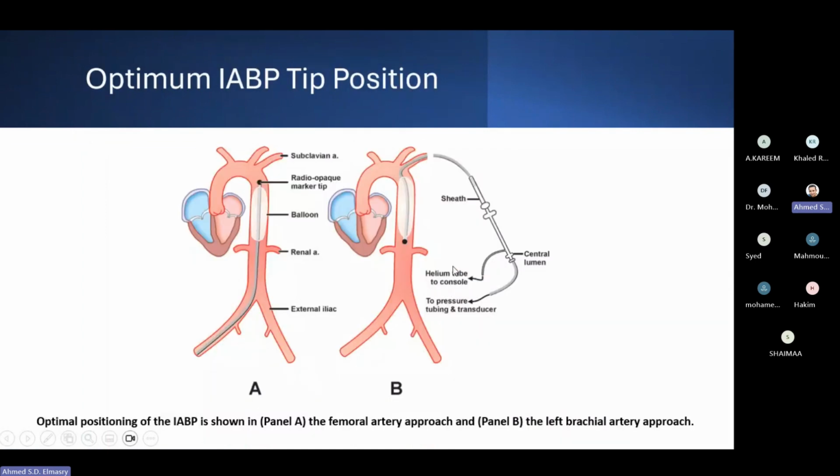What is the optimum intra-aortic balloon tip position? If you are using the standard approach, the radio-opaque tip should be distal to the left subclavian artery, and the end of the balloon should be above the renal artery. If you are using the axillary approach, the metal tip should be above the level of the renal arteries.